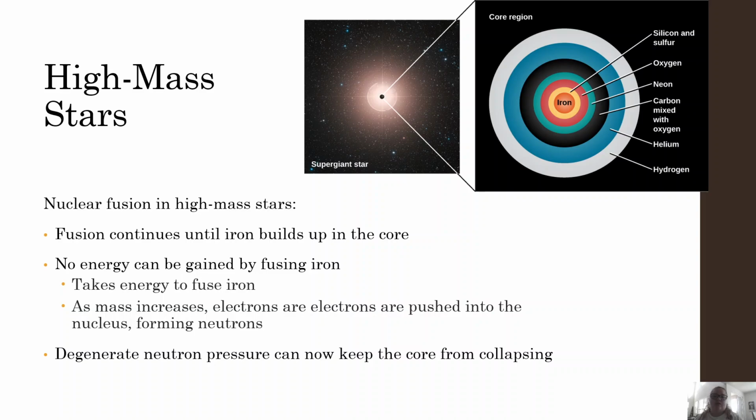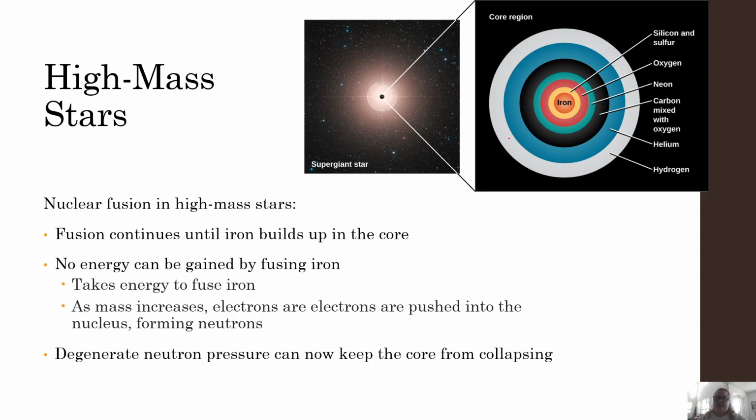Now we can talk about high mass stars. So high mass stars, we have a lot of nuclear fusion, of course. We have that in low mass stars as well. But in the high mass stars case, we can have nuclear fusion that will go even to iron. So we don't just have fusion that occurs with hydrogen and helium, but it can go as far as iron.